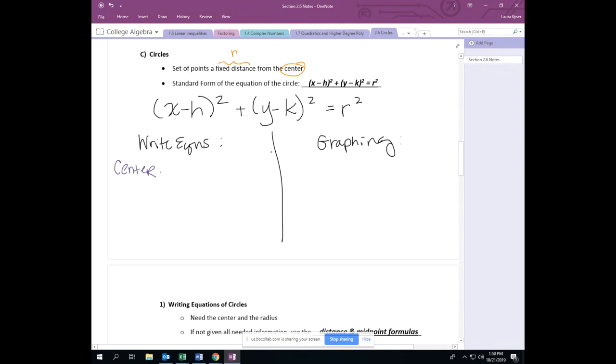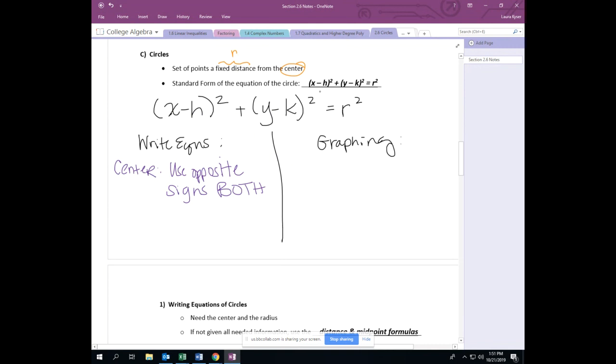And when we're writing equations, we're going to be finding the center, or we might be given the center, and we're going to put it into the formula here. When we put it in, we use opposite signs on both coordinates. These minuses in this formula mean opposite of. So when you go to put numbers in, you have to put in the opposite sign so that the correct sign is in there.